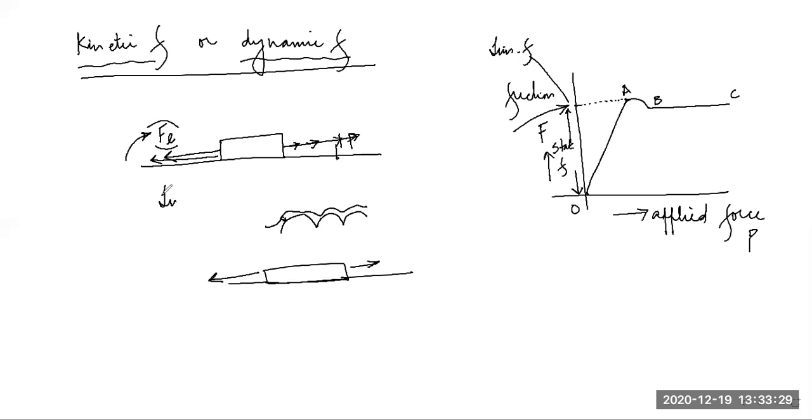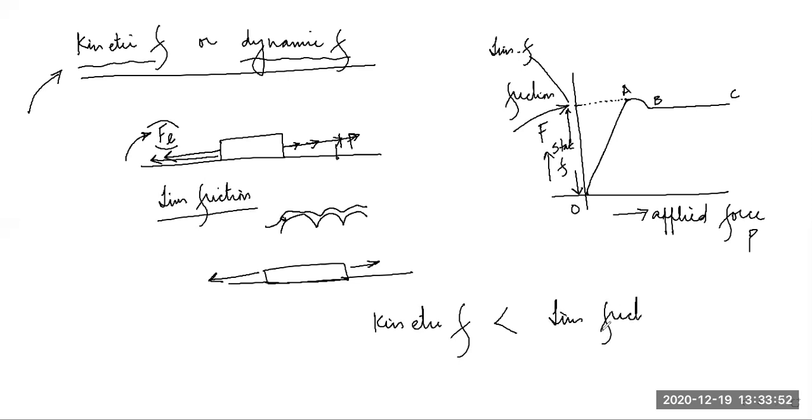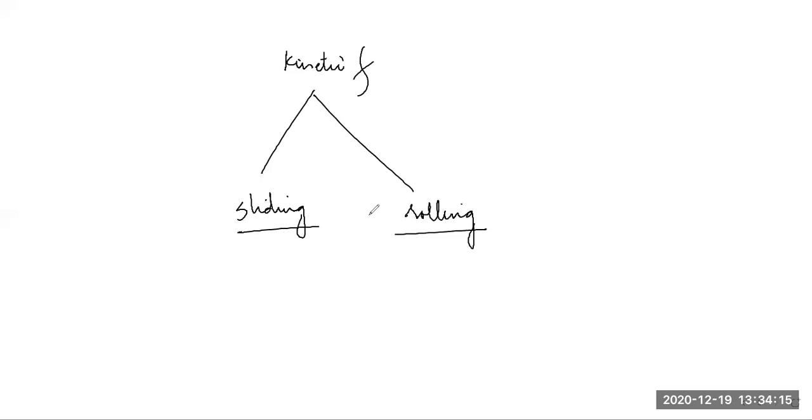The maximum value was limiting friction. So now the force of friction is known as kinetic friction. I can say the kinetic friction is always less than the limiting value of friction. Okay, so I've done this. Now students, kinetic friction is also divided into two categories, because the motion may be sliding, or the motion may be rolling. So there is rolling friction and sliding friction.